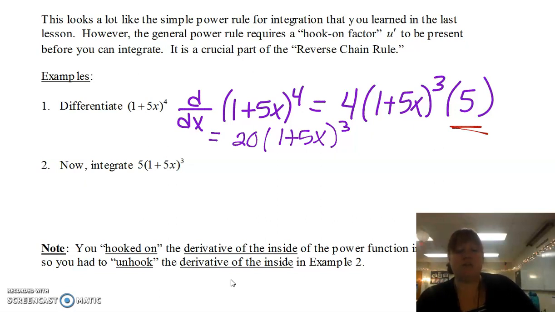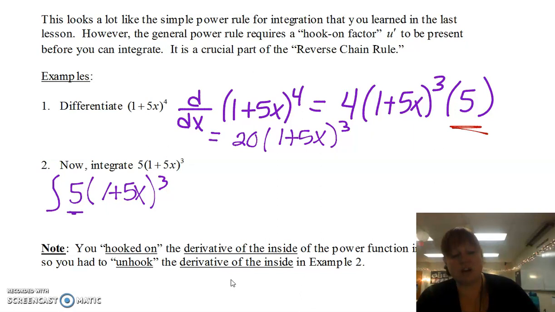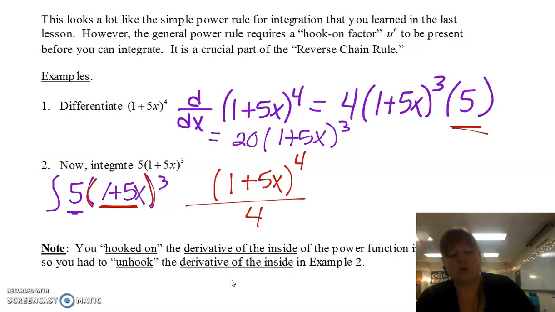But say you saw something like that. You're like, oh, that looks like it has the derivative of the inside function. We can go backwards. So let's look at the next one. If we were going to integrate 5 times 1 plus 5x cubed, we see the derivative of the inside function is there, or the hook-on factor is there. So basically, we know that this is just the derivative of, let's see, this is the inside function, and this is the outside function. So our inside function stays 1 plus 5x. We add 1 to that exponent, and then we put it over that same exponent.